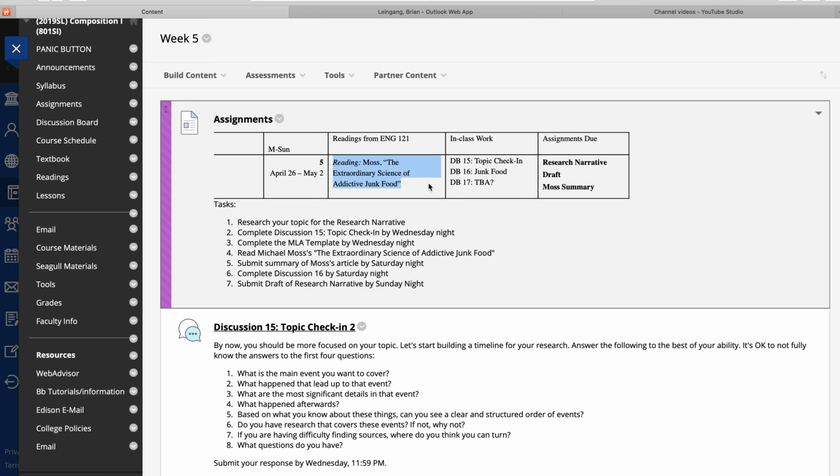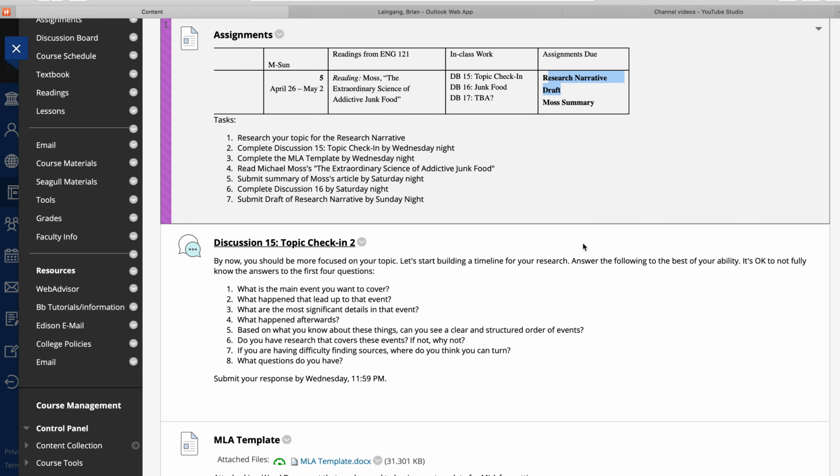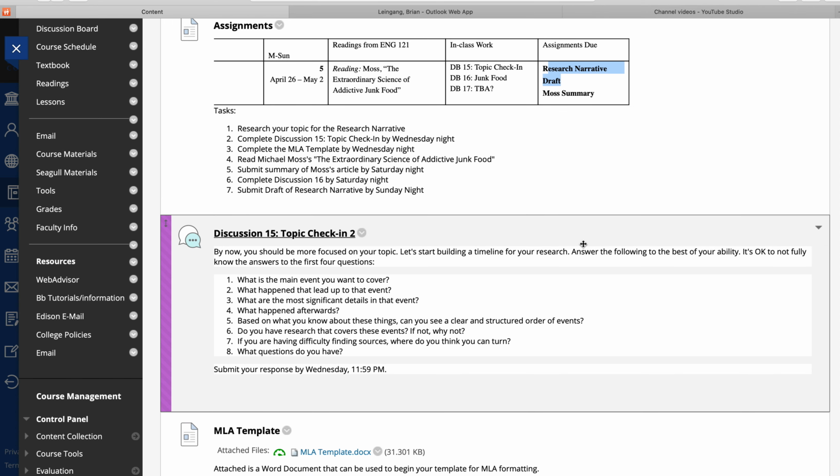Do you need to take a break in the middle? Think about that. You'll need to read that and have a summary due by Saturday night and a discussion board. In addition, we are working on our research narrative because our goal is to have a draft of this paper turned in by Sunday. That's not a lot of time, and I realize that.